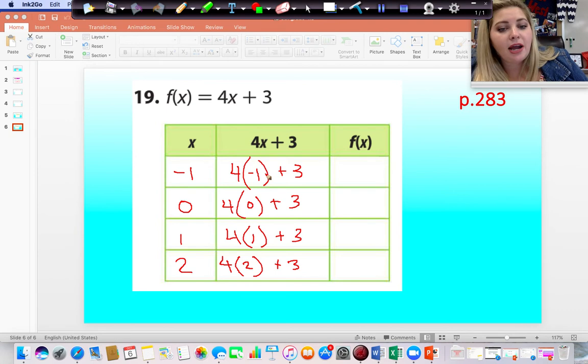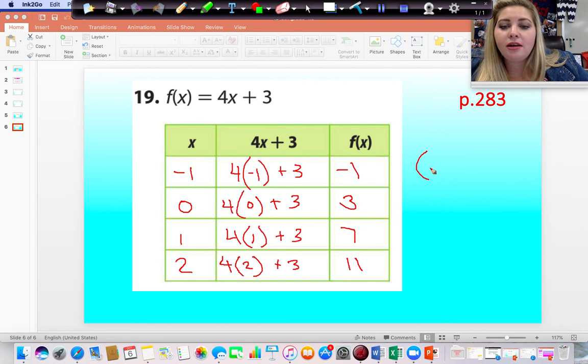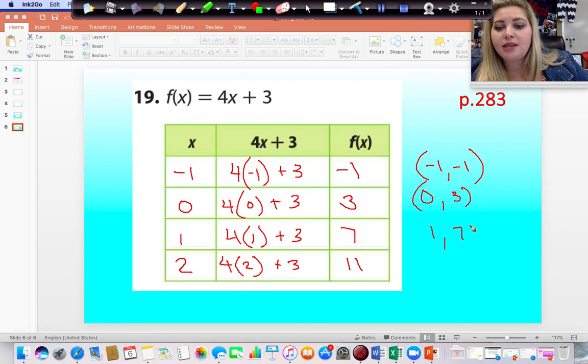Okay? 4 times -1 is -4, and -4 plus 3 gives us -1. 4 times 0 is 0, plus 3 gives us 3. 4 times 1 is 4, plus 3 gives us 7. 4 times 2 is 8, and 8 plus 3 gives us 11. So, x and f of x, or x and y, gives us -1, -1; 0, 3; 1, 7; 2, 11.